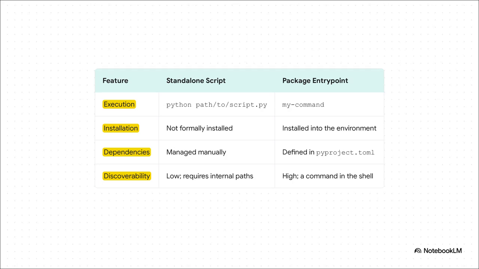With a standalone script, you're stuck with this long, ugly command that depends on the exact path to the file. If anything moves, it breaks. And dependencies? Who knows? It's basically a black box. But with a package entry point, it's just a clean, simple command, like my-command. That's it. It's installed right into the environment, it brings its dependencies with it, and anyone can find it and use it. It's the difference between a fragile science experiment and a robust professional tool.